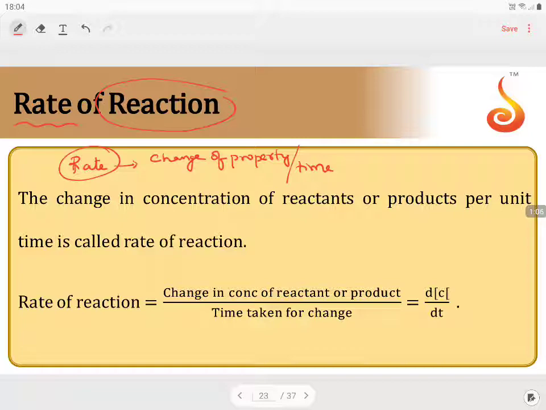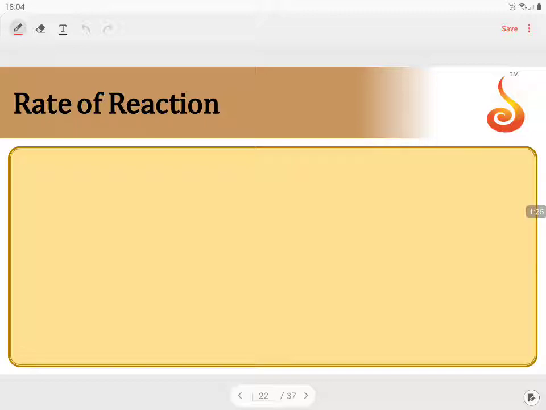This can be assessed with respect to two factors. I can measure the progress in the chemical reaction with respect to the concentration of reactants or the concentration of products. If a chemical reaction is happening, a reactant is converting into product. Let us take this reaction.